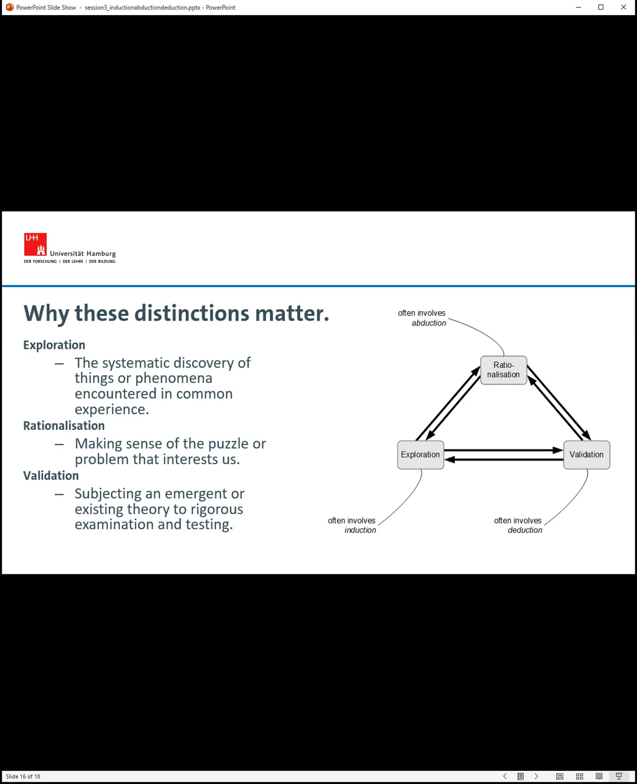Rationalization is a process of sense making. We have a puzzle or problem that interests us, and we are offering a rationalization, offering an explanation of how and why it works. Validation is the process of taking a hypothesis, a theory, a proposed explanation, and subjecting it to rigorous examination and testing. And you can see here how that typically involves hypothetico-deductive work. We need that theory first to deduce from there particular observations that then must be true in reality if our theory is correct. That's a form of deduction. And then we can use our observations to either validate or invalidate the explanation that we're offering.